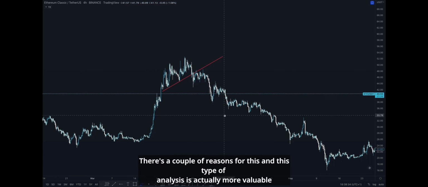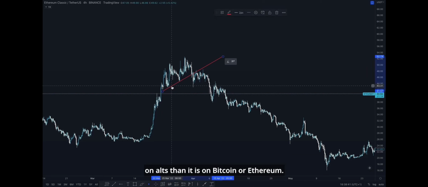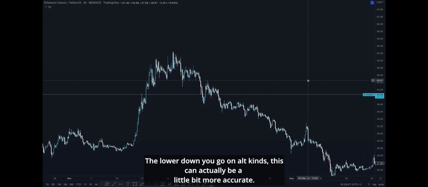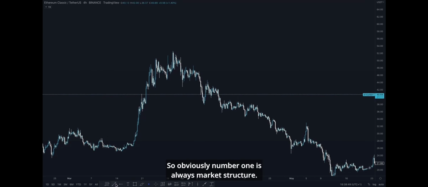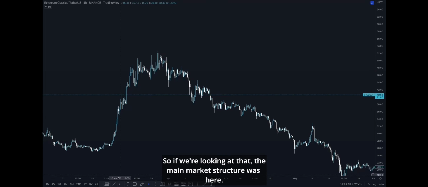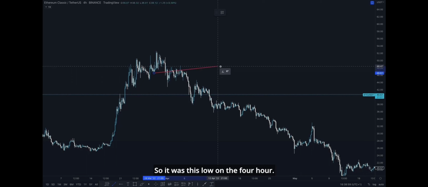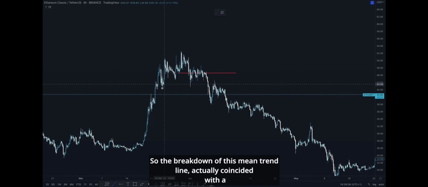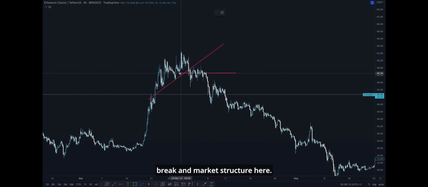There's a couple of reasons for this, and this type of analysis is actually more valuable on alts than it is on Bitcoin or Ethereum. The lower down you go on altcoins, this can actually be a little bit more accurate. So obviously, number one is always market structure. If we're looking at that, the main market structure was here. So it was this low on a 4 hour. See, this low led to that highest high. So the breakdown of this trend line actually coincided with a break in market structure here.